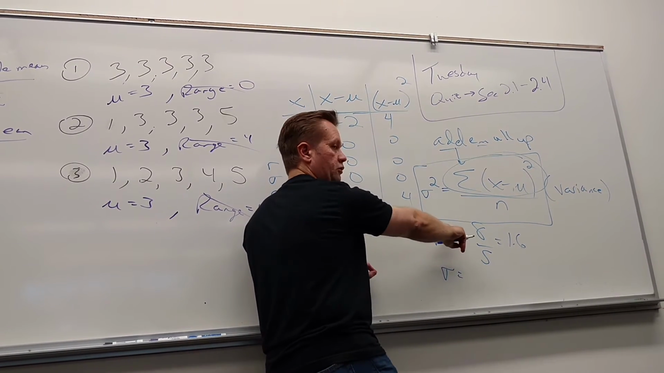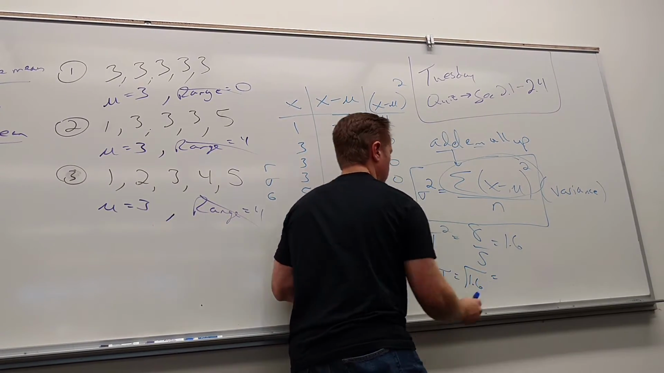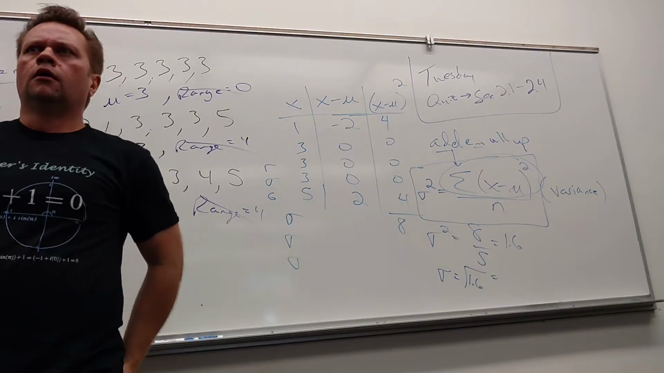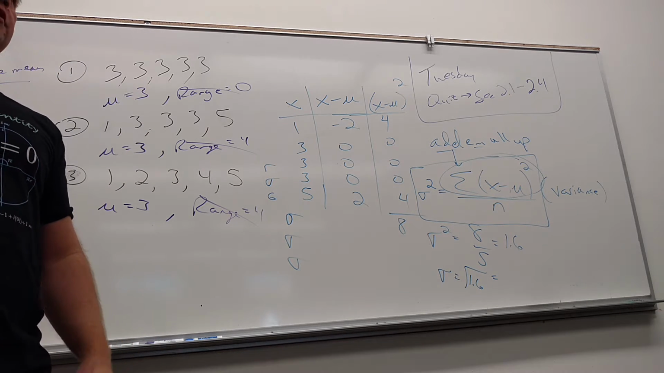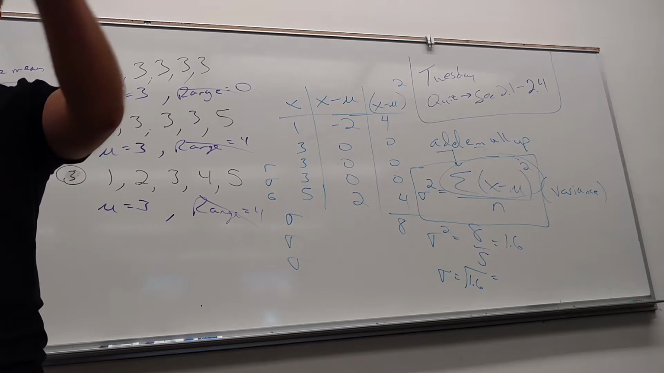Take the square root. Take the square root to kill that square, right? So what's the square root of 1.6? 1 point something. 1.26.